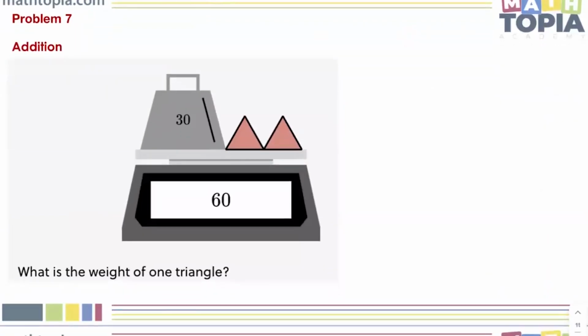Problem 7. Again, it's an equation problem, and also we use the addition idea. This problem asks us to figure out the weight of one triangle. It's a kind of equation. What we did previously, how do you set up the equation? 30 plus box plus a triangle plus triangle is going to be 60. Now, who wants to do this one? Yes, Mehmet, go ahead.